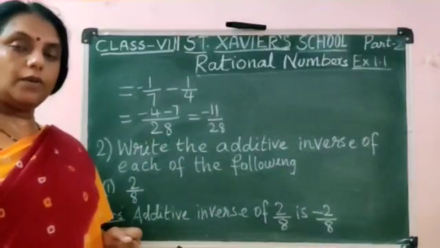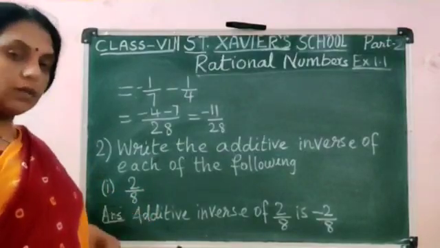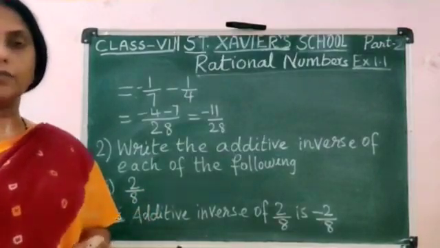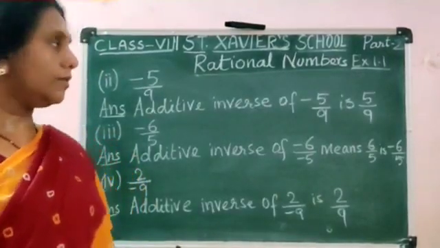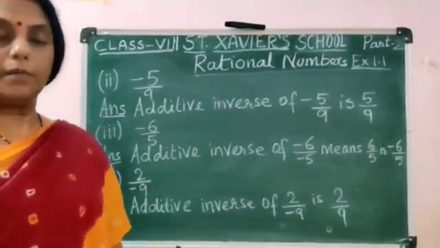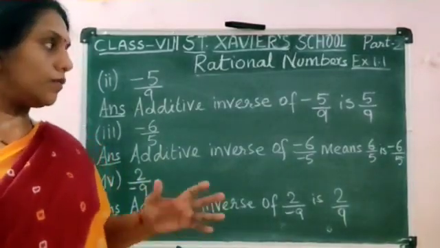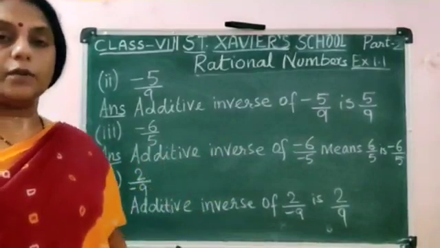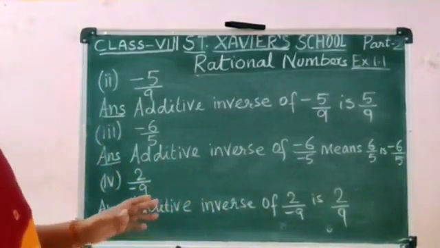Now question number 2: write the additive inverse of each of the following. The first one is 2 by 8. The additive inverse of 2 by 8 is minus 2 by 8. Now the second one is minus 5 by 9. The additive inverse of minus 5 by 9 is 5 by 9. If it is negative, it will become positive. If it is positive, it becomes negative. That is the additive inverse.